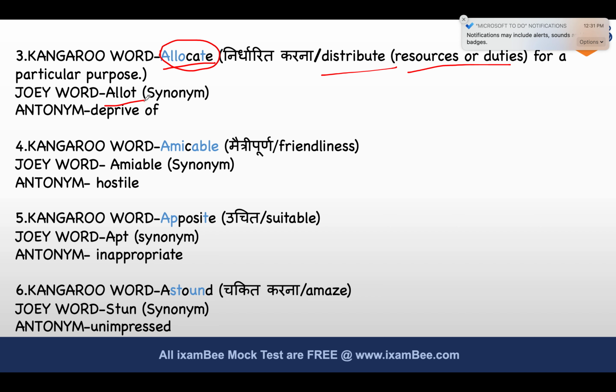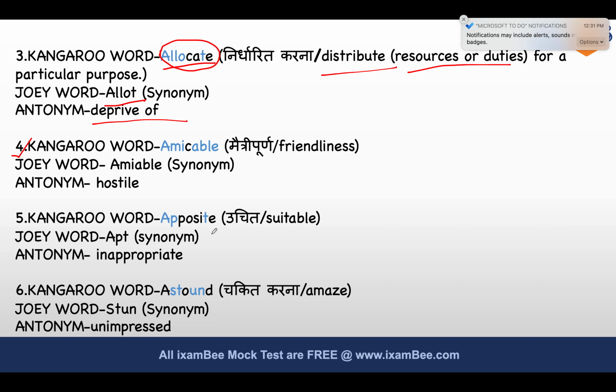You should be able to remember this. And the antonym of the word is to deprive of someone. So allot means to give someone. Antonym, the opposite word, means to take away something from someone. What is the next kangaroo word?